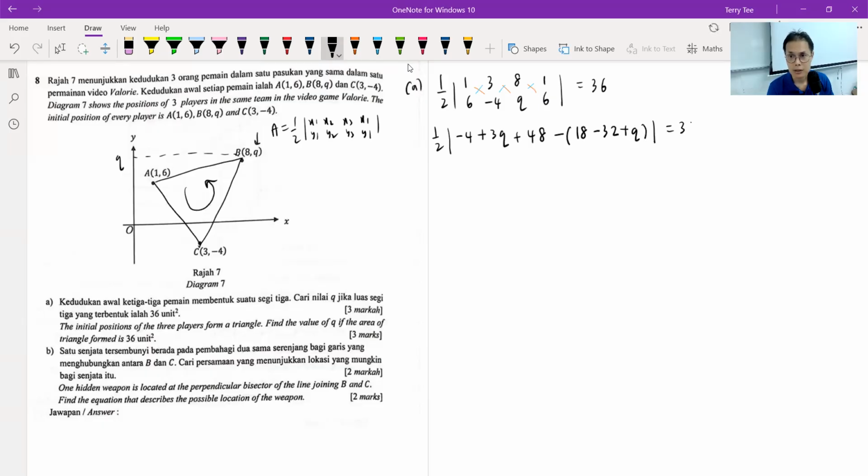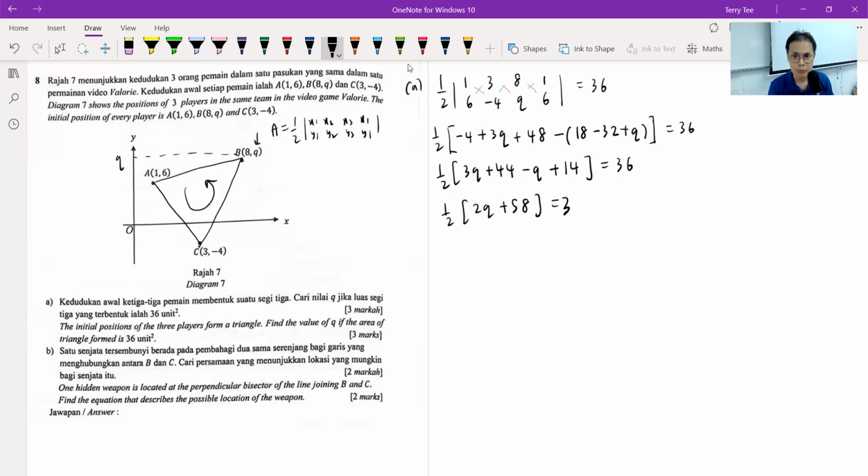This gives us 36. Okay, I just put a bracket like this. I don't have to treat like a modulus because, like I say, I've already chosen anti-clockwise. It's going to be positive, right? So I keep the half first. This will be 3Q plus 44 minus Q. 18 minus 32. That will be 14. So it's negative, negative, positive 14. The result will be 36. Then half of 2Q plus 58 will be 36.